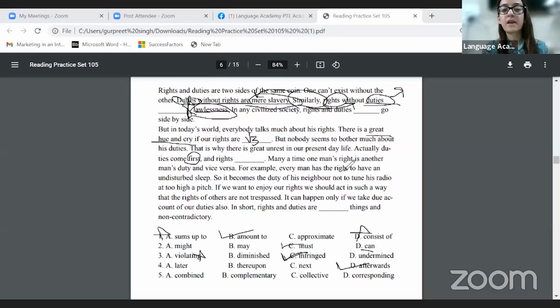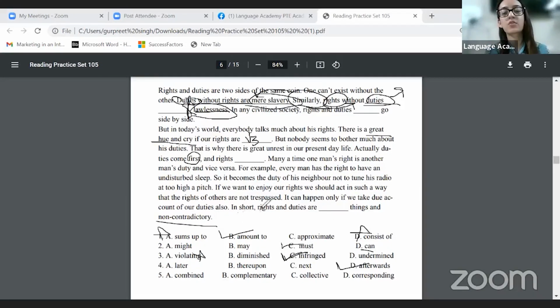Many a time, one man's right is another man's duty and vice versa. For example, every man has a right to have an undisturbed sleep. So it becomes a duty of his neighbor not to tune his radio at too high a pitch. If we want to enjoy our rights, we should act in such a way that the rights of others are not trespassed. It can happen only if we take due account of our duties also. In short, rights and duties are dash things and non-contradictory.